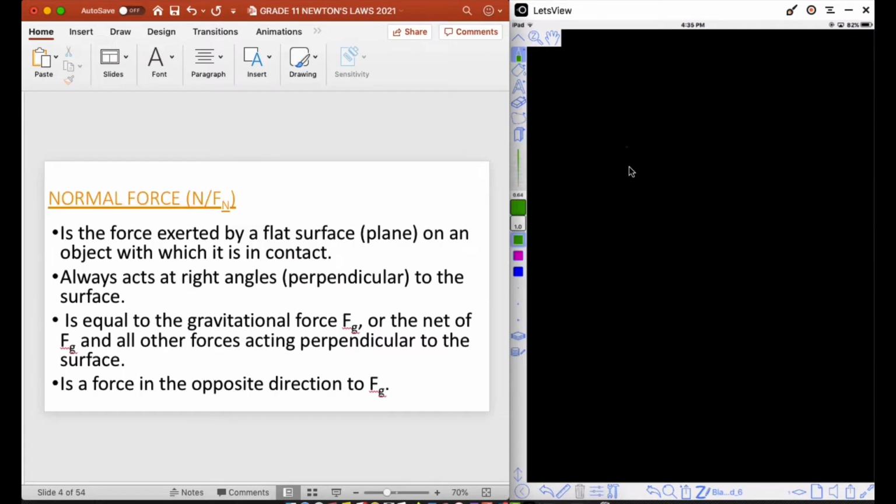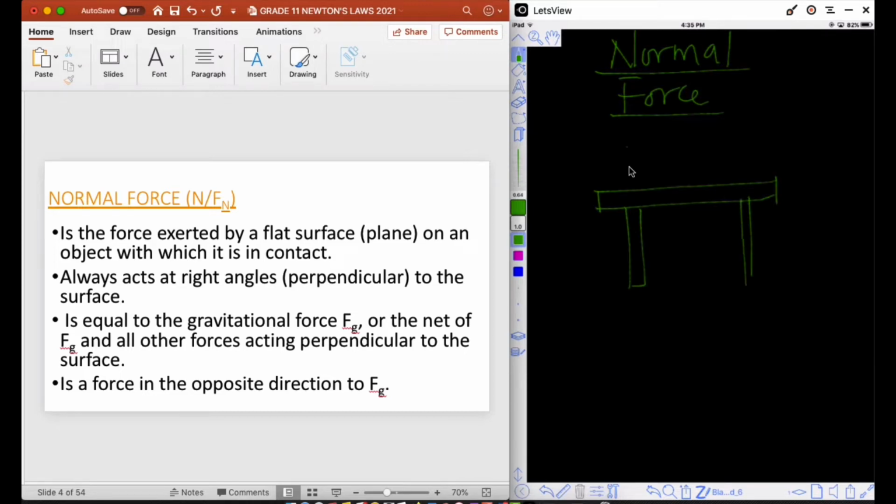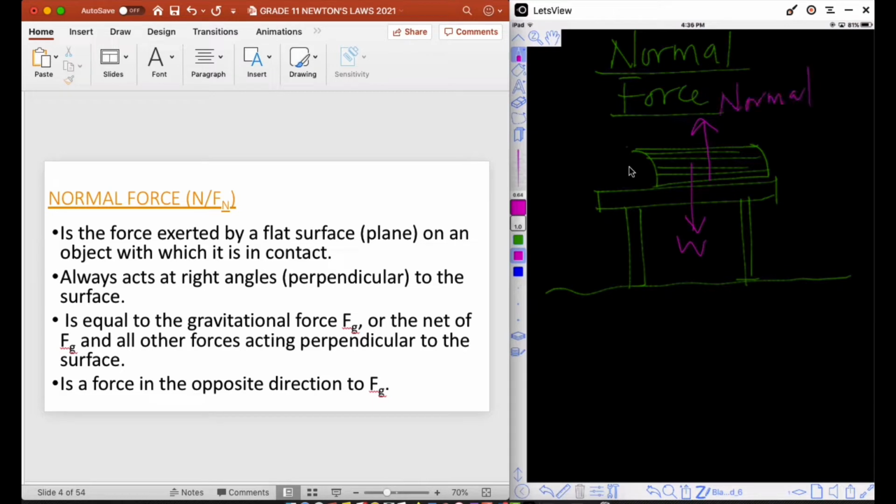Now, let's look at the normal force. If you place a book on a table, then that book exerts its weight on the table. And in return, the table is going to exert an upward force on the book. Otherwise, the book would sink into the table if there is no force that is counteracting the weight. That upward force that is exerted by the surface of the table onto the book is the one that is called the normal force. And the normal force is always at 90 degrees or perpendicular to the surface which is exerting the force to an object.